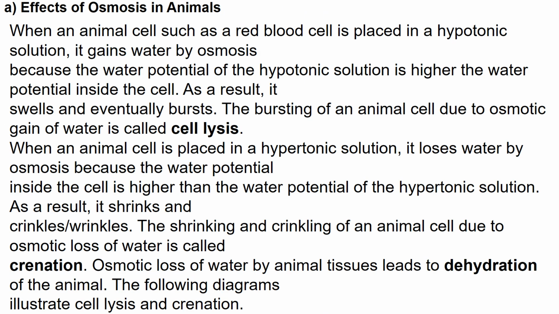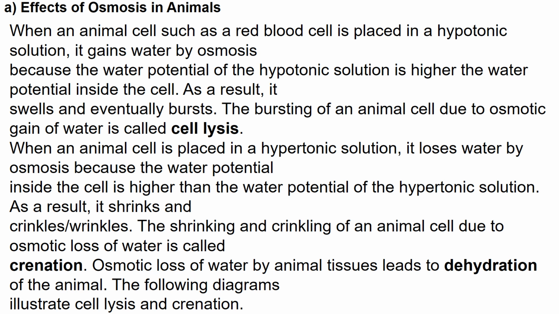Now you need to understand that due to the absence of the cell wall, animal cells do not have a cell wall. So if you place a red blood cell in a hypotonic solution, it will gain water by osmosis. As a result, it will swell, which will lead to burst. And the bursting of the animal cell is called cell lysis.